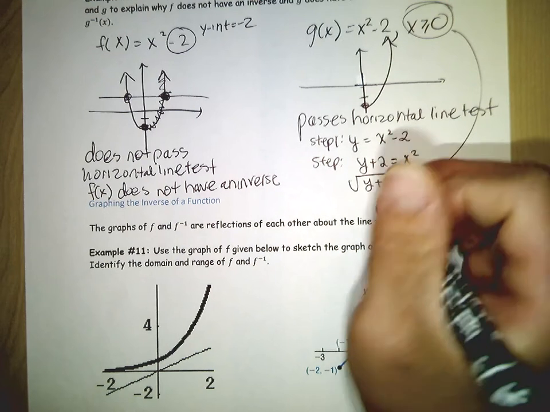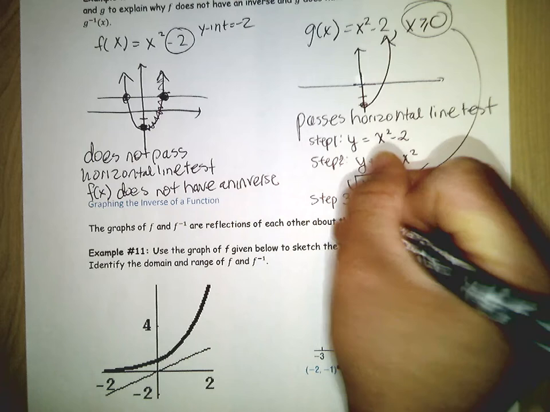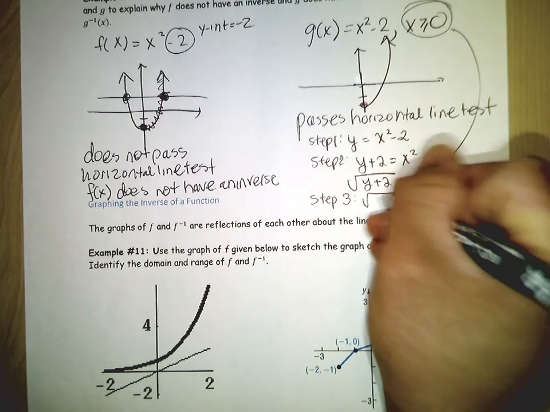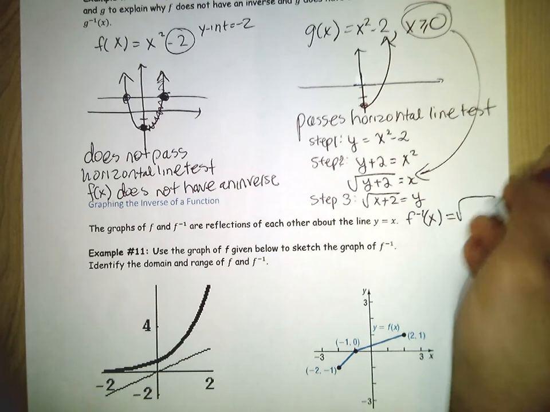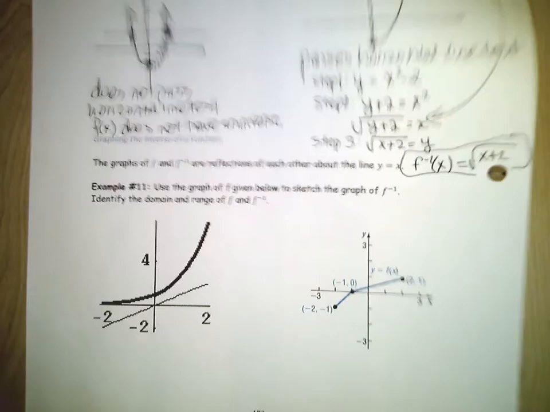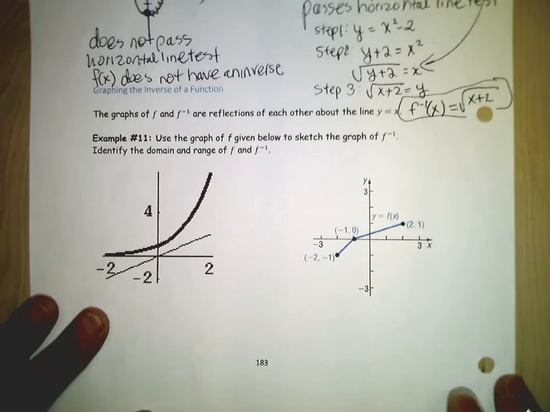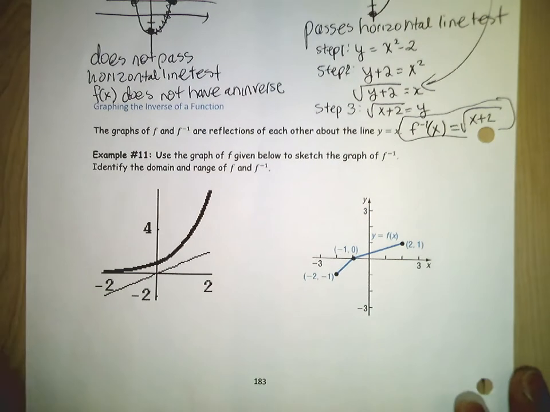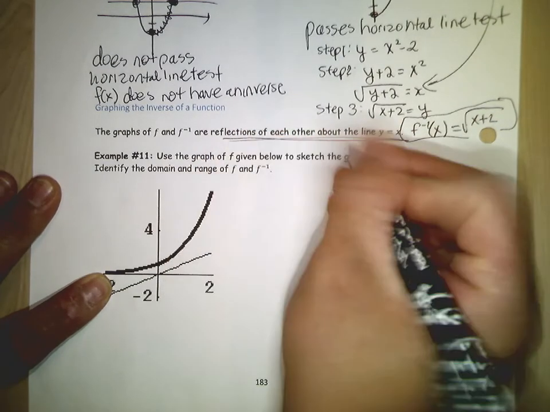Now, then we write step 3, which is just interchanging the x's and the y's. So the square root of x plus 2 is y, or g inverse of x is equal to the square root of x plus 2. Hopefully that all made some sort of sense. And the same thing here, I'm going to repeat myself about the graphical representation of the inverse. The graphs of f and f inverse are reflections of each other about the line y equals x.